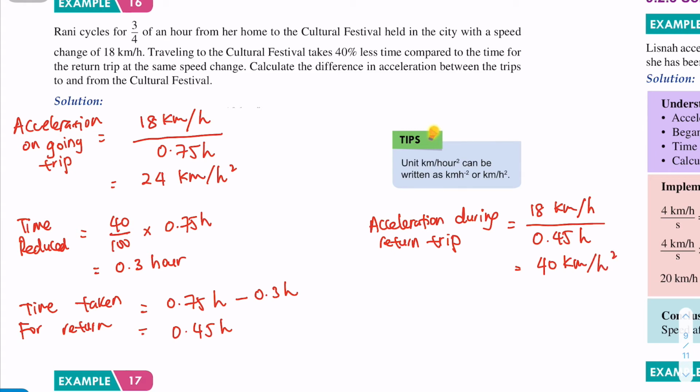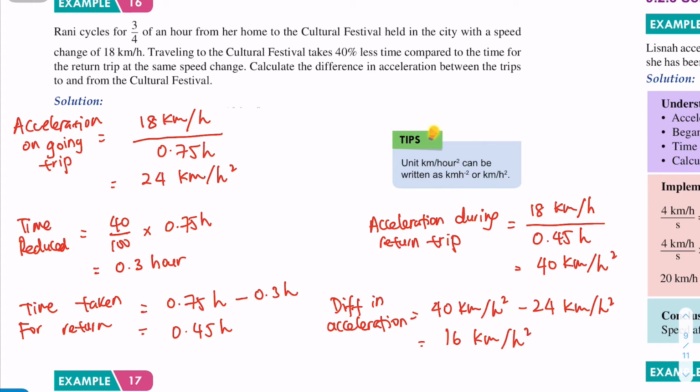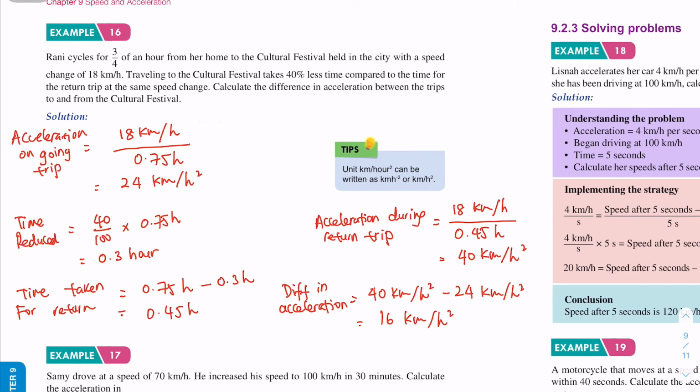Then the question asks, calculate the difference in acceleration between the trips to and from. So we need to calculate the difference in acceleration. We have 40 kilometer per hour square minus the initial acceleration, which is 24 kilometer per hour square. So 40 minus 24, we get 16 kilometer per hour square.